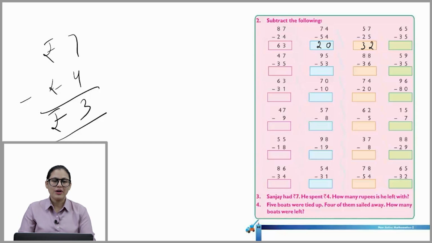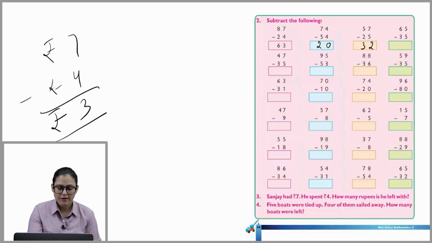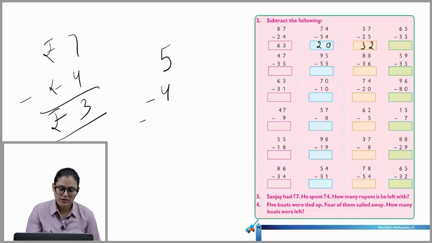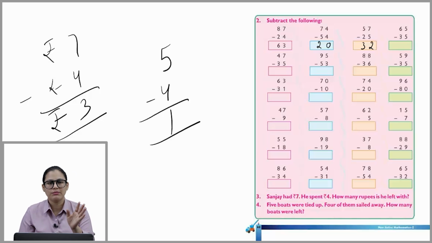Okay. Question number 4. 5 boats were tied up. 4 of them sailed away. How many boats were left? See, there were total 5 boats and 4 of them sailed away. So, how many left? 5 minus 4 is 1. So, there is only 1 boat left.